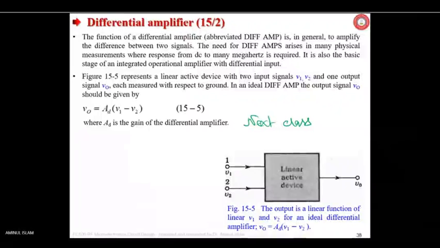If you look at a block of a linear active device, it is a two-port device as shown here. On the input side, V1 and V2, two source voltages are connected, and on the output side we are getting the VO output. Okay, and VO equals AD into V1 minus V2, where AD is the differential voltage gain.